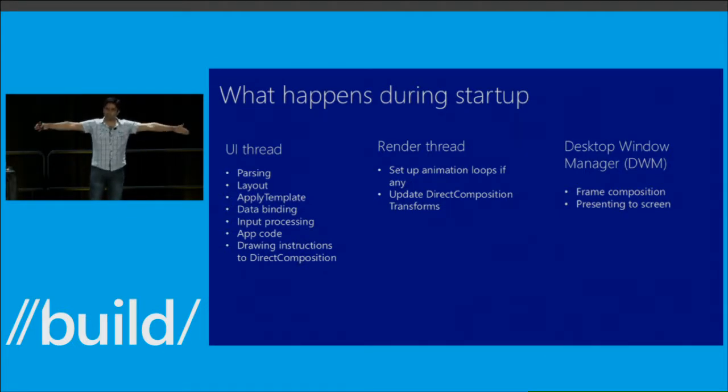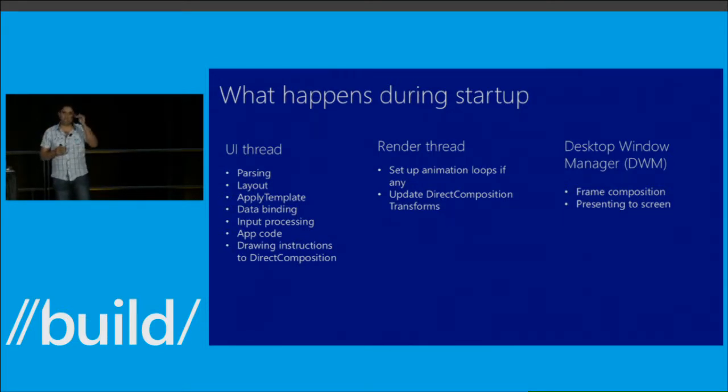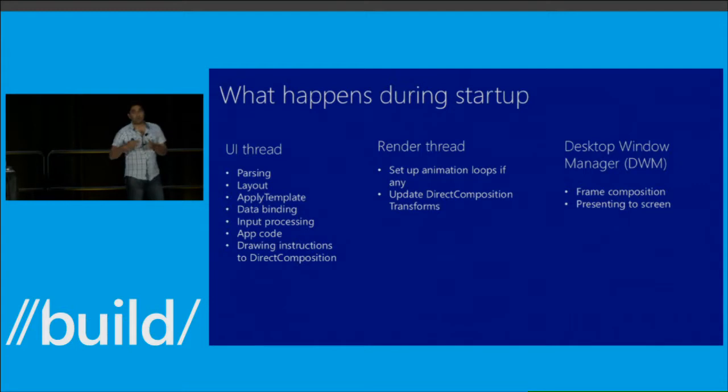And in this startup sequence, if you have any animations, those animations will create the visuals which are targeting those animations, or animations which are targeting those visuals, and those visuals will be pushed to your render thread. So the render thread can now independently create frames for your animation.